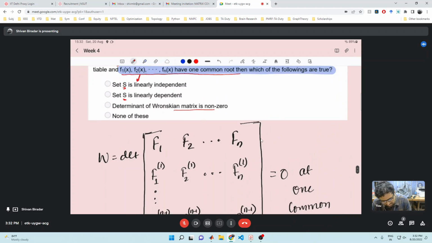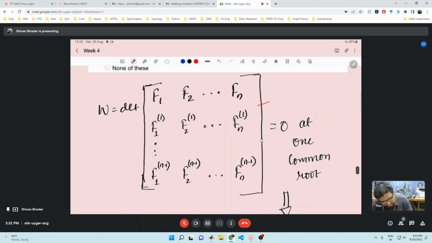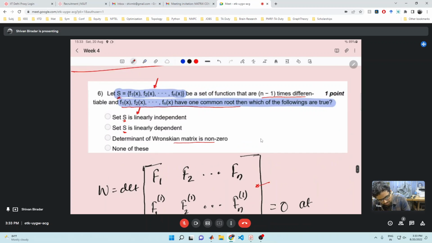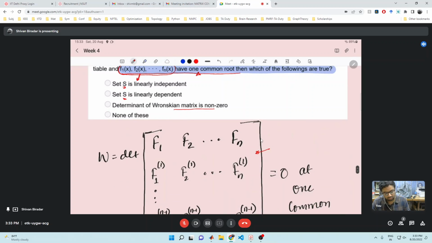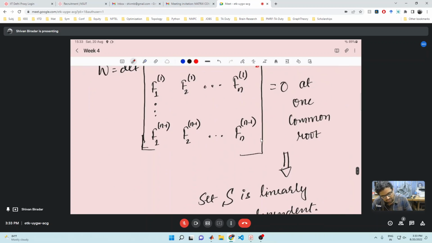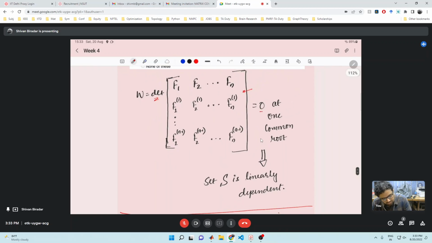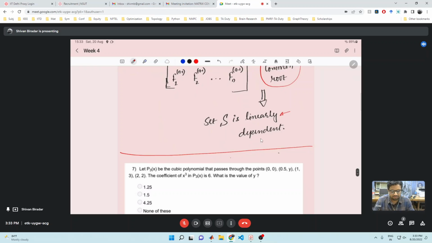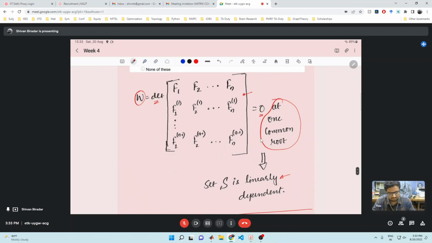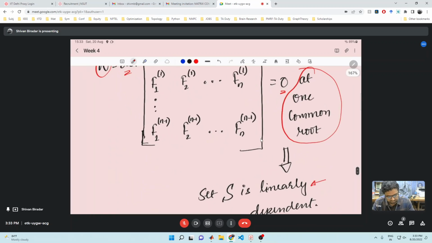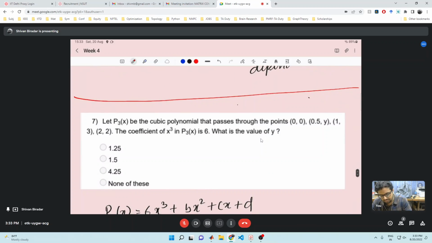So since this is a Wronskian matrix, an important piece of information given to us is that all of these n polynomials, or n set of functions, have one common root, and at that common root it will become 0, right? So the determinant would be equal to 0 at that one common root, and hence we say that S is linearly dependent, because the Wronskian would be 0 at that one common root. So S is linearly dependent.